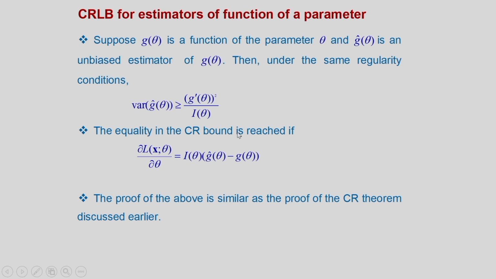The equality in the Cramer bound for this inequality will be reached if the first order derivative of the log likelihood function, del L del theta, is equal to I(theta) multiplied by (g hat theta minus g theta). So, you can factorize del L del theta into the form I(theta) into (g hat theta minus g theta). This is the condition for reaching the Cramer bound. The proof of the above is similar to the proof of the Cramer theorem we have discussed earlier.